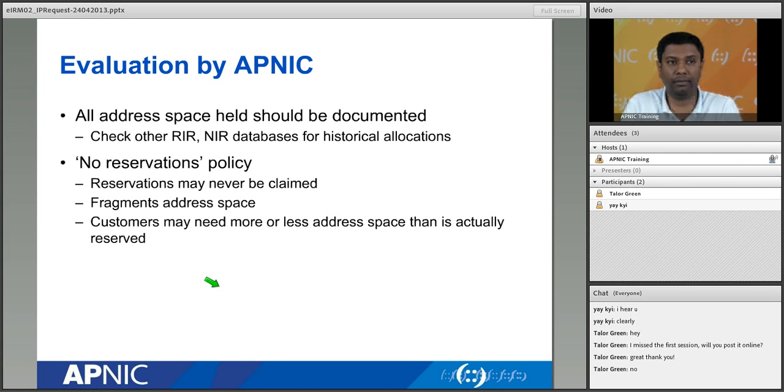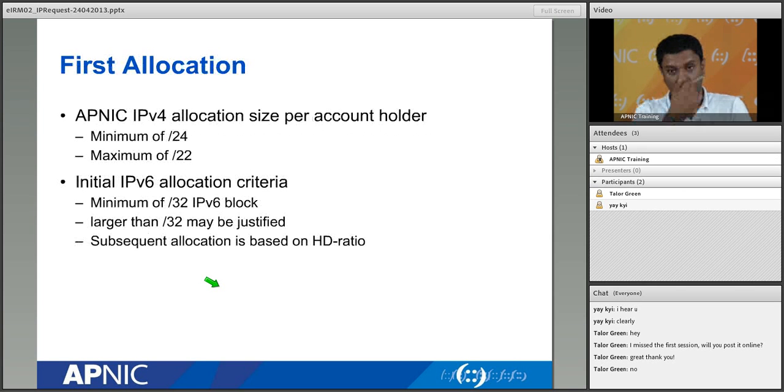Reservation is not accepted by the policy. The policy tells you whatever address you are not using, just use it now. In future, if you need it, then it can be considered at that particular time, depending on the situation at that time. But currently, you have address, use it, don't reserve it. That's the policy now.